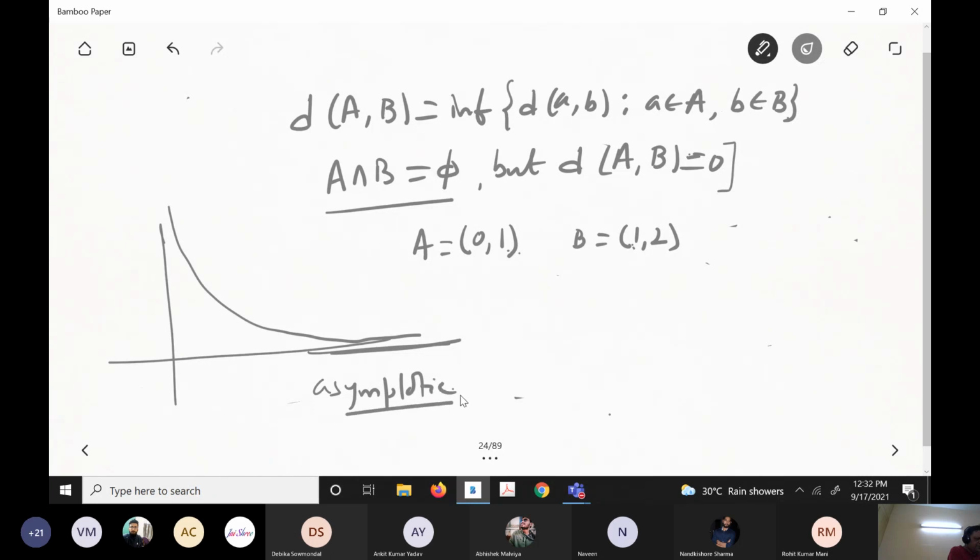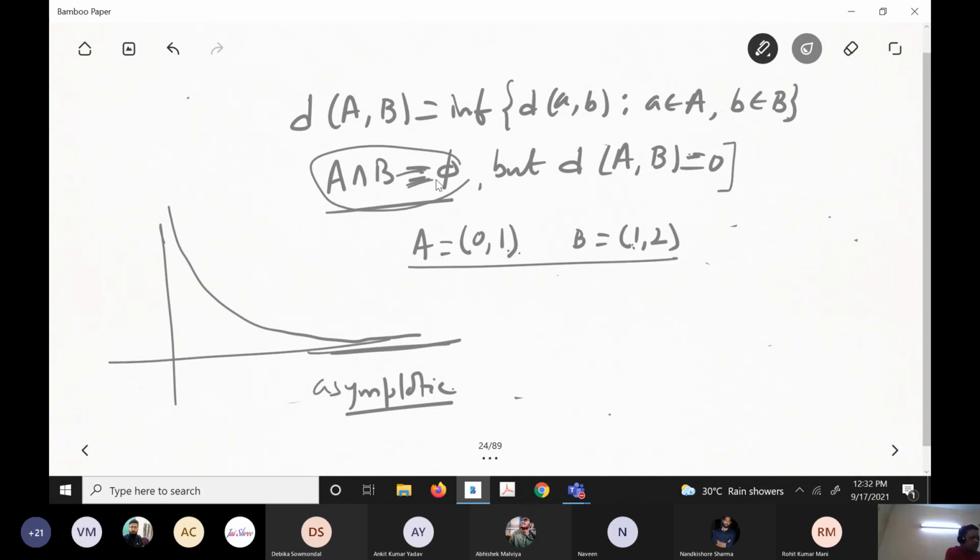That will be this. Okay. So that you should not have any misconception: if they are disjoint, the distance can still be 0. Even though they are disjoint, the distance can be 0.